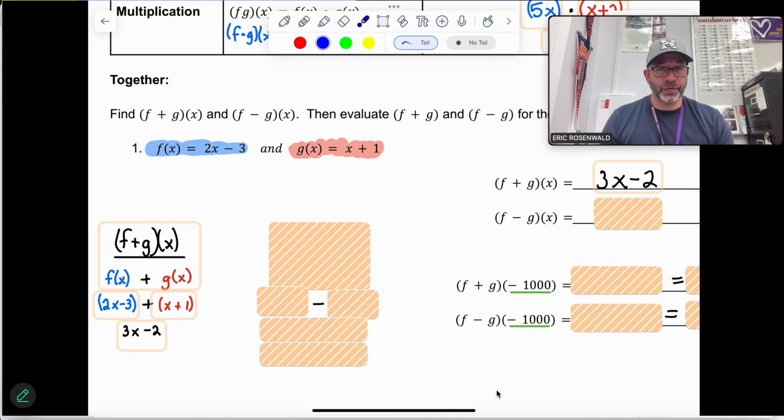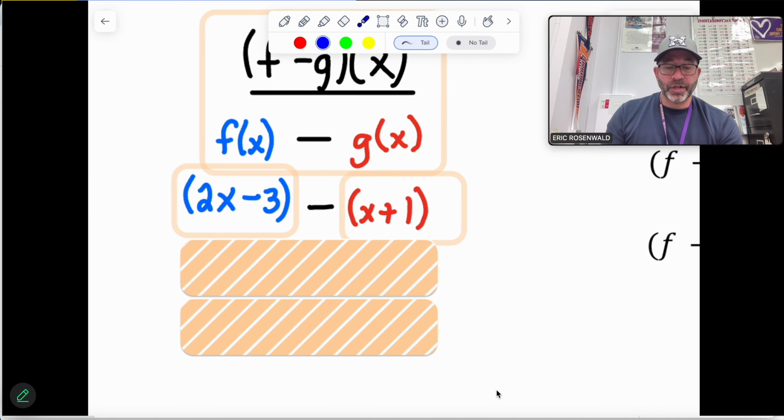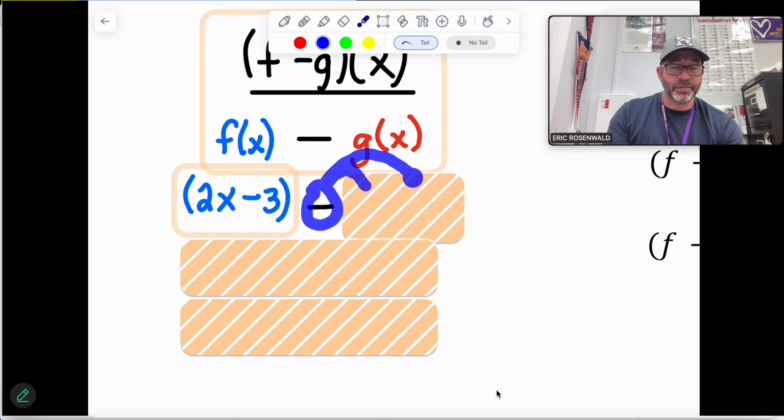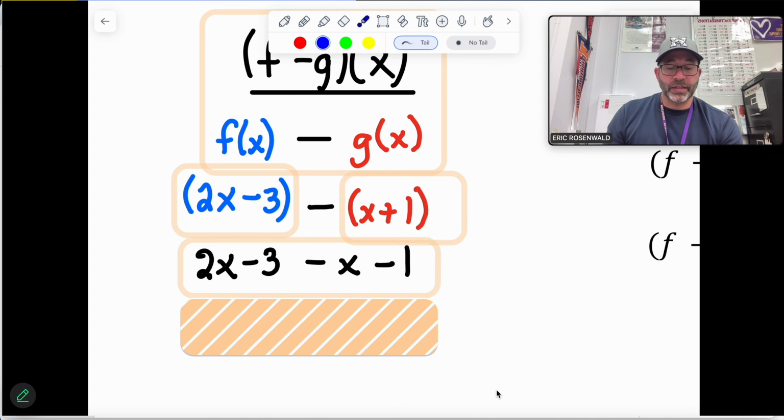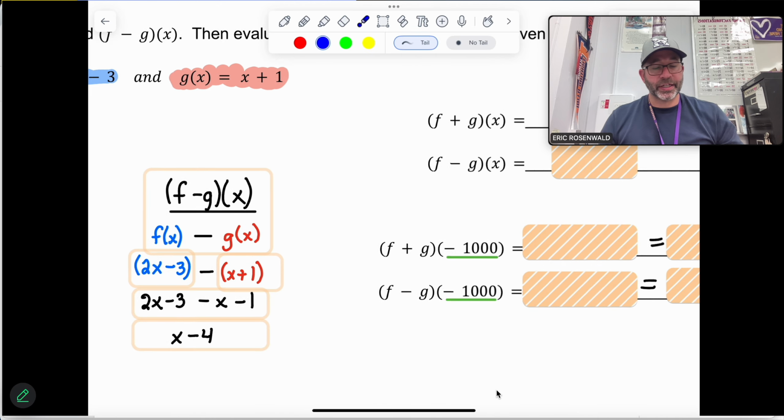For f minus g of x, it's the same thing as what was up above, that we're going to take f of x and subtract g of x from it. And so that means we're going to replace f of x with 2x minus 3, we'll replace g of x with x plus 1. And again, because we have a minus sign here, that minus gets distributed to everything that comes after it in this problem. So that means that we're going to have that x plus 1 turn into a negative x and a negative 1. Combine the like terms, we end up with x minus 4. And that's our second answer over here.